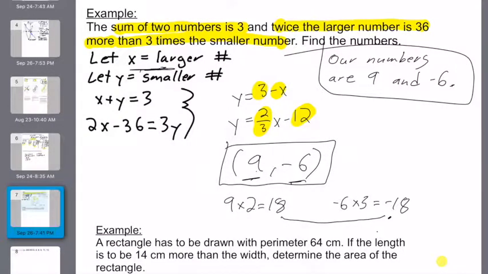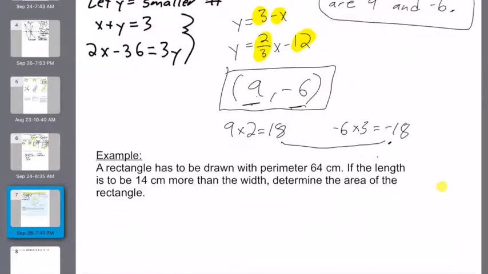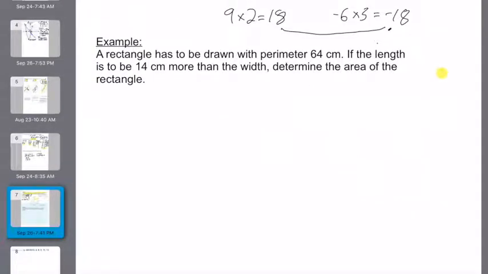All right, let's do our last question then. A rectangle has to be drawn with perimeter 64 centimeters. If the length is to be 14 centimeters more than the width, determine the area of the rectangle. Go ahead, try to set up what's going on, try to set up your let statements, maybe our system of equations as well, and working through it, hit play when you're ready to come back together.